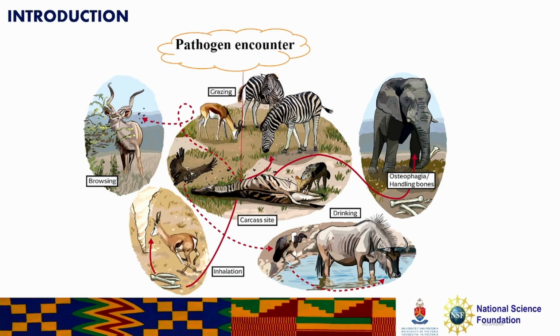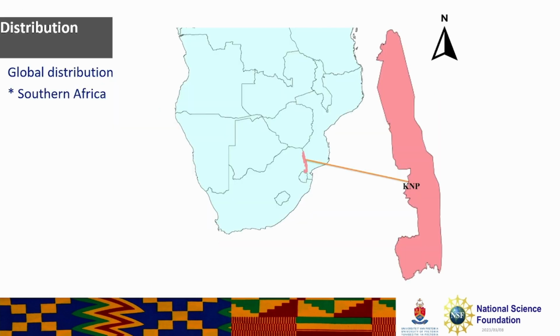So anthrax, as has been said, is a zoonotic disease that affects a wide range of hosts, including humans, although the most susceptible species are herbivorous mammals. It has a global distribution, and Southern Africa, which includes the Kruger National Park, is considered the geographic origin of anthrax. And over the years, the northern part of Kruger is considered the area with the high incidence, while the southern part is considered to be anthrax-free.